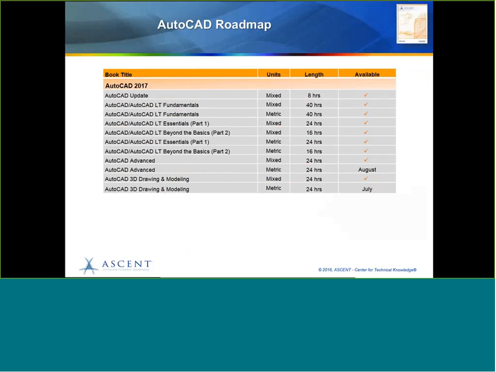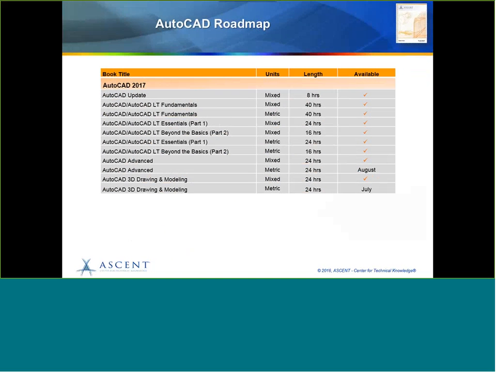Then we have the AutoCAD lineup. Here is the list of available titles in the AutoCAD 2017 lineup that are offered by ASCENT. We have the AutoCAD 2017 update for AutoCAD 2015 and 2016 users. We have the AutoCAD LT 2017 fundamentals, both in the mixed units and the metric units available. And this is where I had gotten today's chapter. I had used chapter 4 of this training guide.